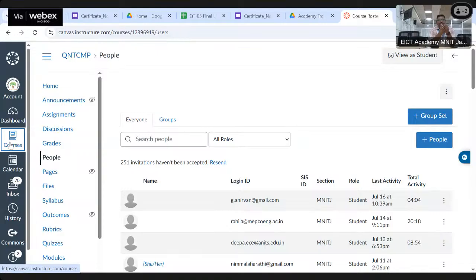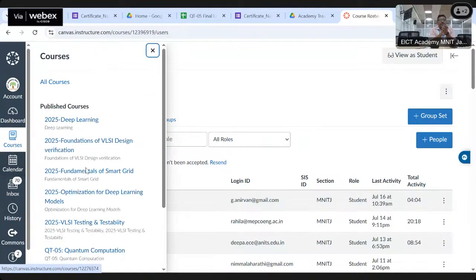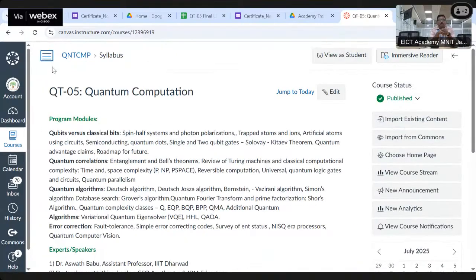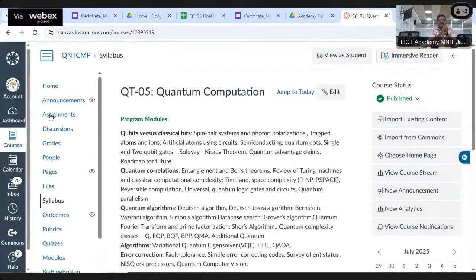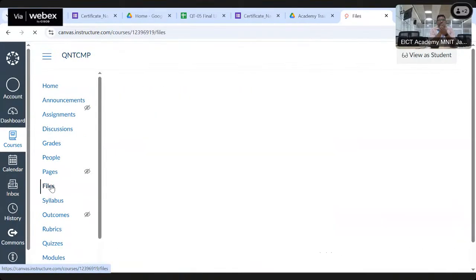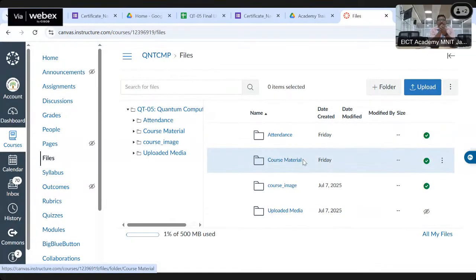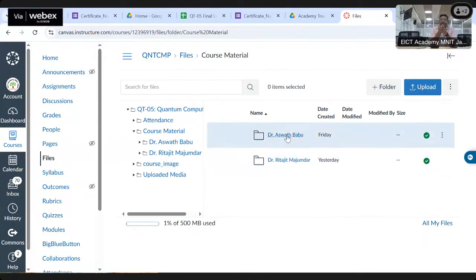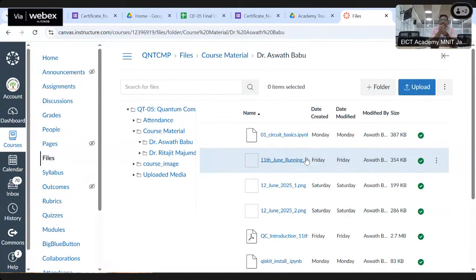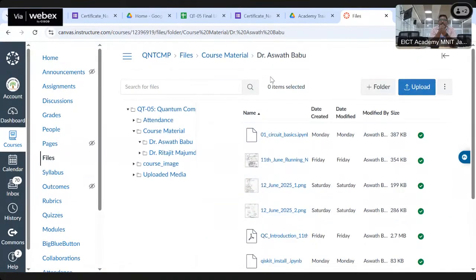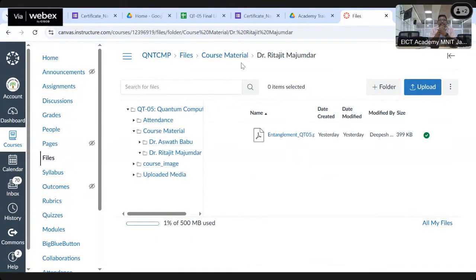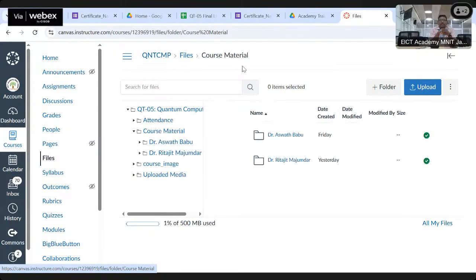If you go to the left side, you go to the course. You have to select the course. Your Quantum Computation QT-05 will be available. Select that course. Go to files. Once you click on this, you'll be able to see files. Under files, you'll be able to see the attendance and then the course material. You click on course material, then respective teachers' names will be there. So Dr. Ashwath Babu's slides are there, material and class notes, the class running notes images, and also Python notebooks, Jupyter notebooks are there. So all this material is there.